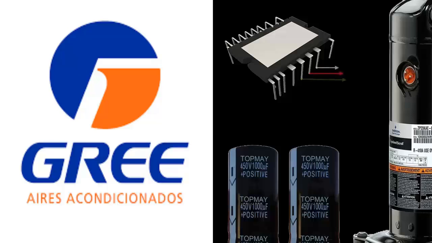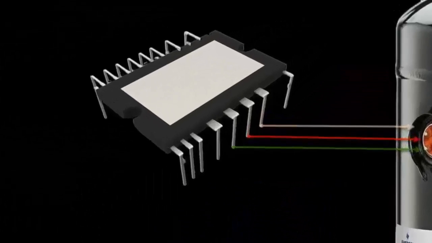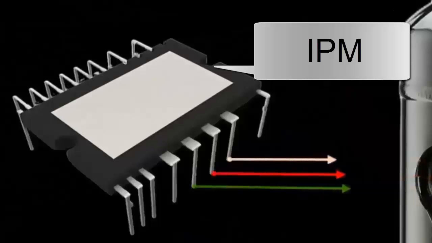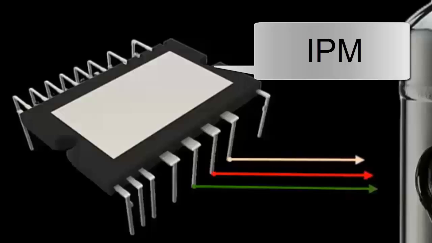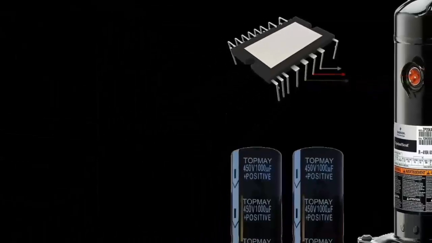The error code H5 in GRE air conditioners indicates that the Intelligent Power Module, IPM, has entered protection mode due to potential issues related to the amount of electricity or its temperature. The IPM module, located on the external electronic board, is responsible for supplying and controlling electricity directly to the inverter compressor of the GRE unit.